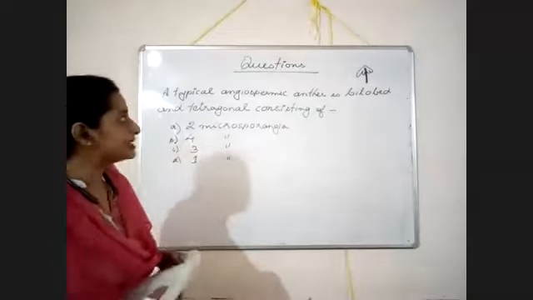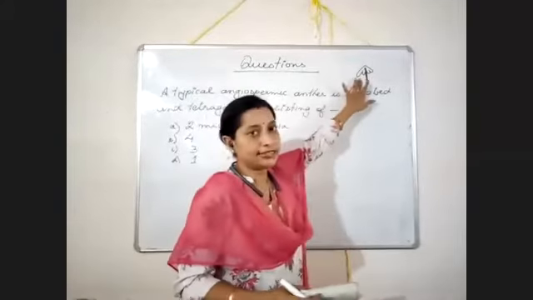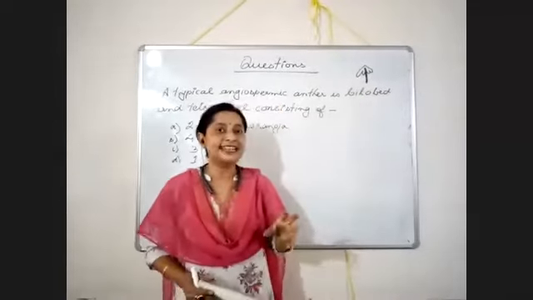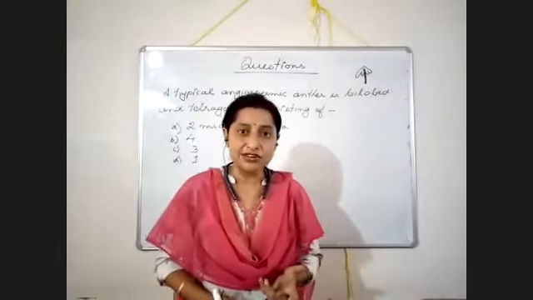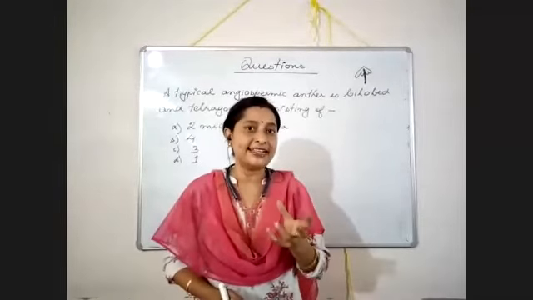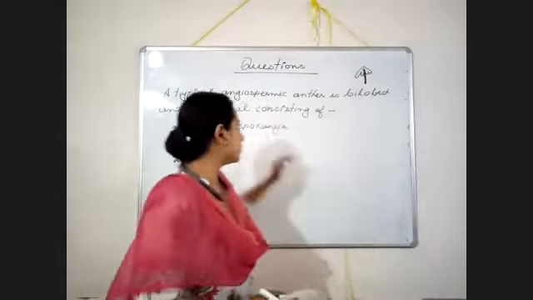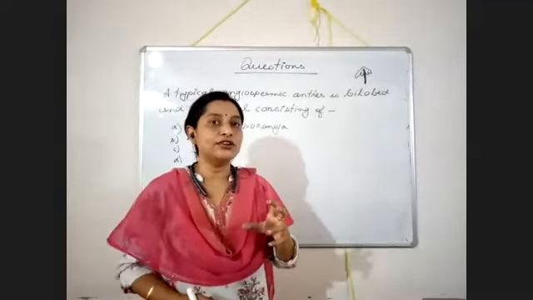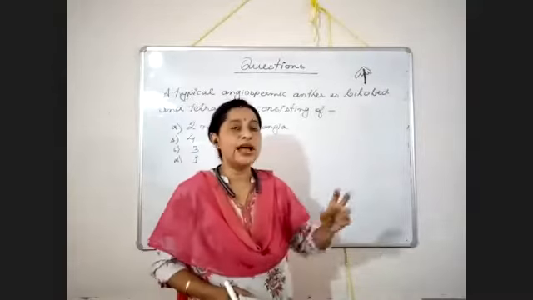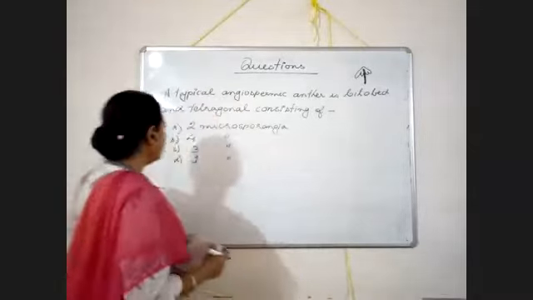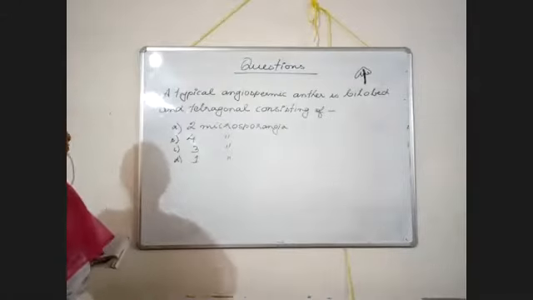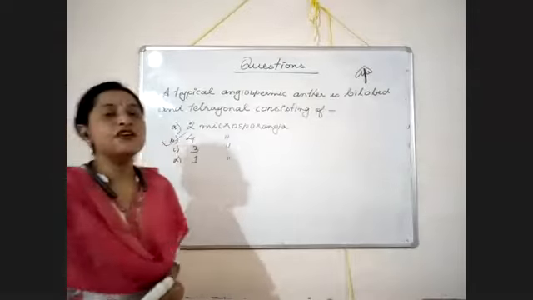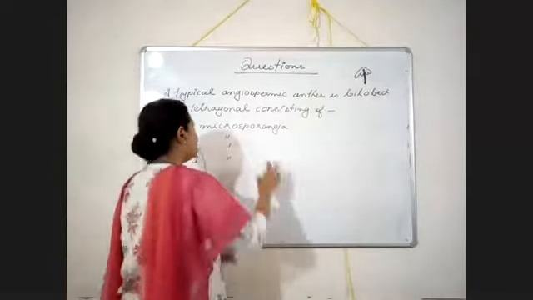So the question has been asked about this anther. In the case of our typical anther, the anther is always bilobed. Inside the bilobed structure of the anther, obviously, we get the pollen grains. Our pollen grains are what are called microsporangia. So the question has been asked about microsporangia. So ultimately, what is the answer? The answer is 4 microsporangia. So this was the first question.